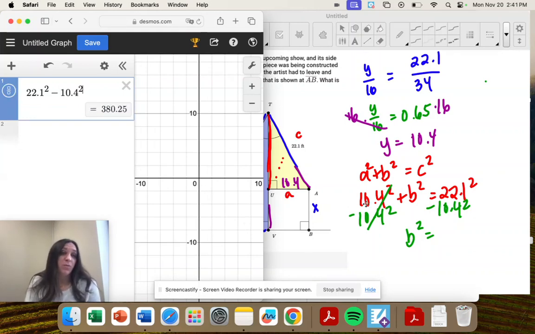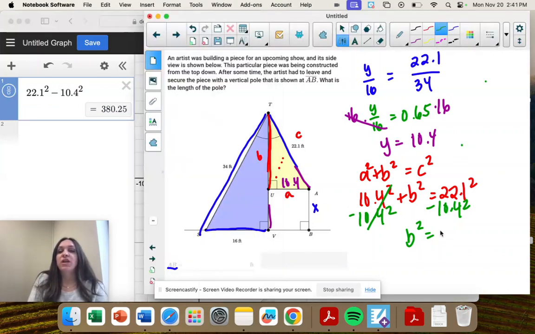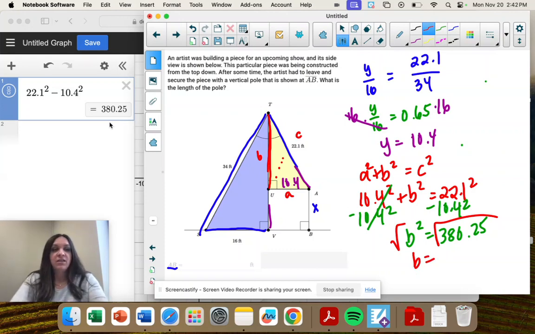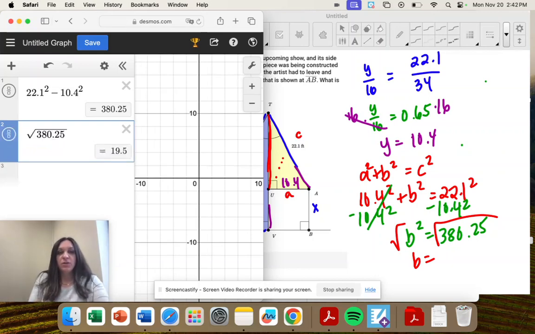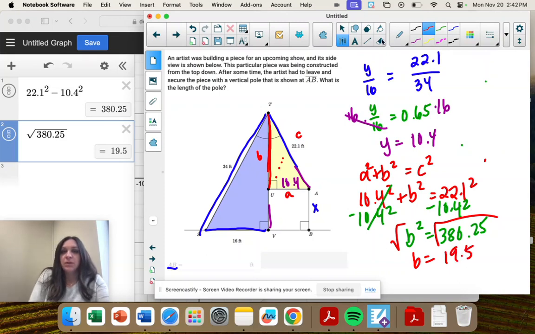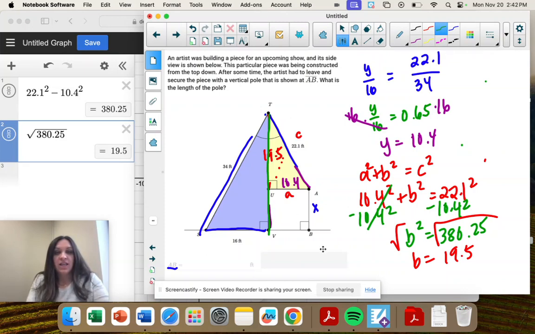So that saved me from writing out some steps. So B squared is 380.25. And now I'm going to square root both sides to just get that side length. So square root of 380.25, which is 19.5. Okay, so we just found this length as 19.5. So now if we find the whole length of this triangle, do you see what I'm doing? I'm going to subtract that 19.5 to get that length.